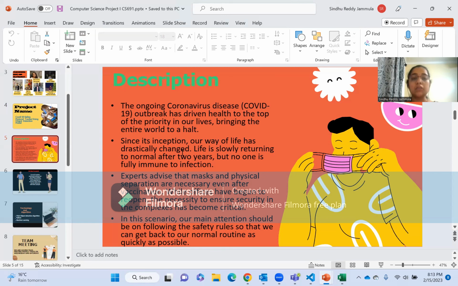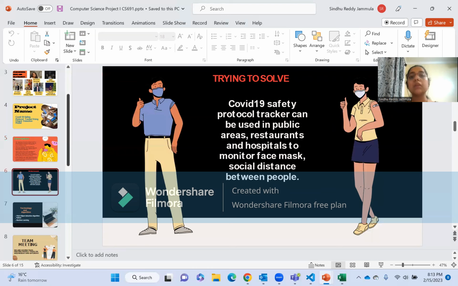In this scenario, our main intention should be on following the safety route so that we can get back to our normal routine as quickly as possible. In this project, we are going to implement three models. They are the face mask detection model, the social distancing measurement model and the people tracker model. Through this project, we are going to achieve all these three models.